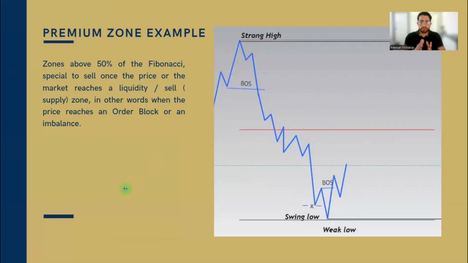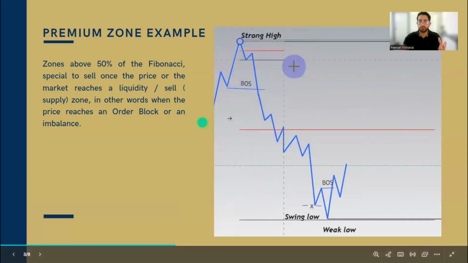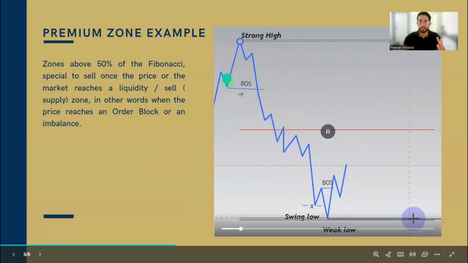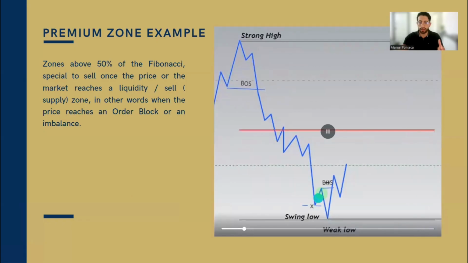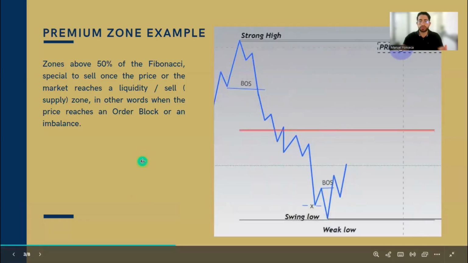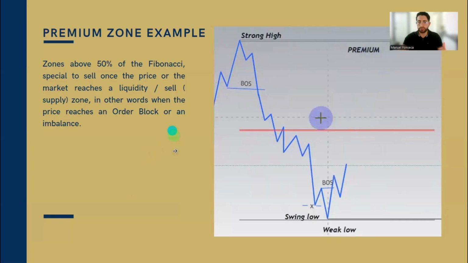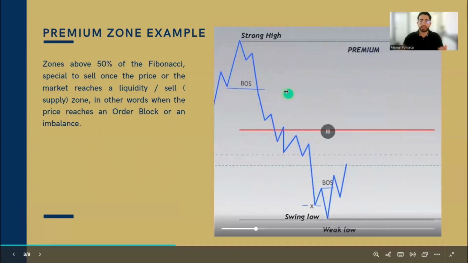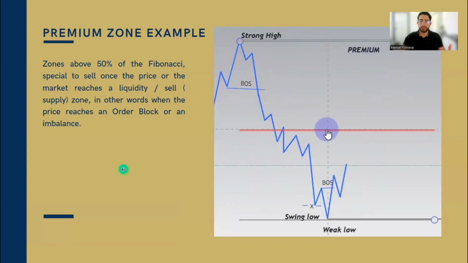Okay, let's see here. Let's talk about a premium zone example. In this you can see a clear complete range. So we have here the strong high, we have the liquidity taken, and the ending of the range. What we're going to use is the Fibonacci tool, and because this is an example of a premium zone, all the order blocks that appear above the 50% of the Fibonacci are the zones we're going to take into account.